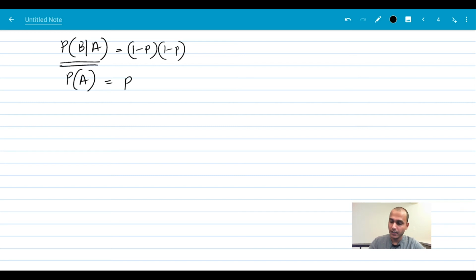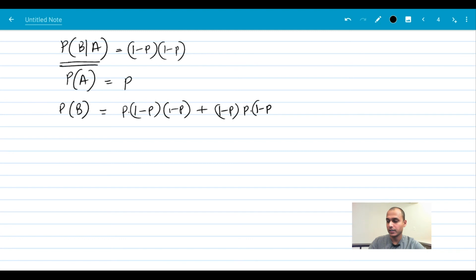Now, what is probability of B itself? That one head has happened in 3 tosses: it could have happened in the first toss, that is P, and 2 tails in the next 2 tosses, or it could have happened this way: first toss was a tail, next toss was a head, and next toss was a tail. And these are the probabilities with which it will happen. Or the first 2 tosses were tails, and the last toss was heads.